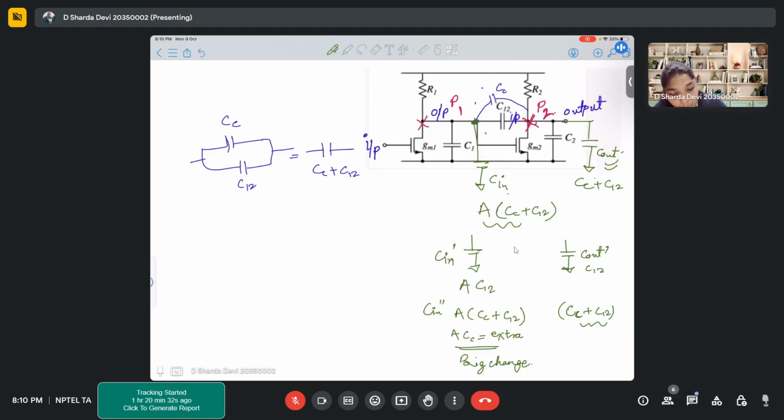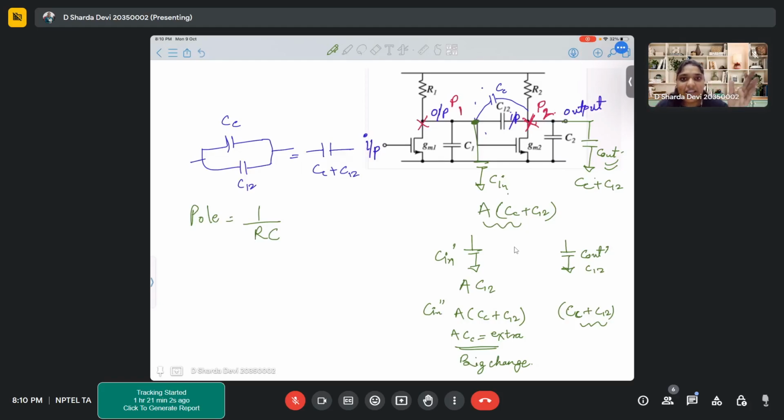And what do we mean by pole? What is a pole at a particular node? It is 1 upon RC. So if you change the value of R or C at that particular point, your pole value will change. In this case, the capacitor is changing, so it will change your pole value and definitely bring a separation between the two. That's how it is compensating.